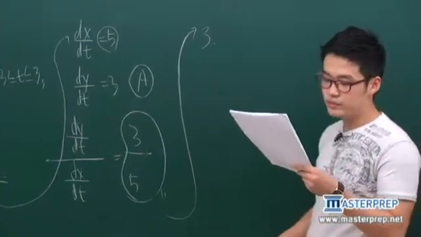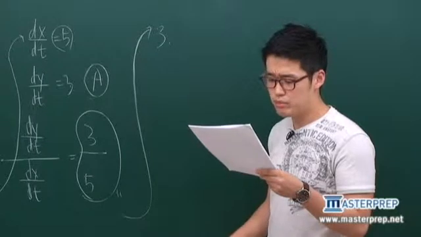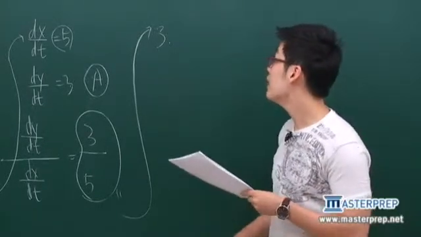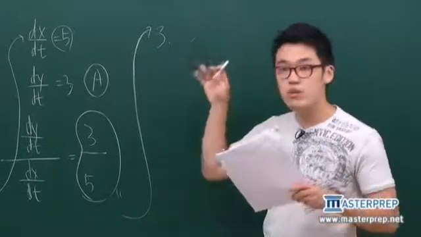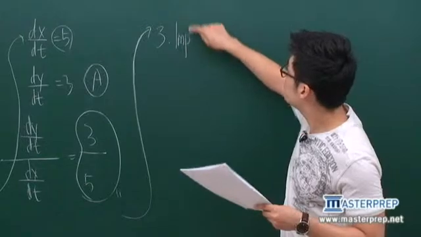So number 3: the slope of the line tangent to the curve y squared plus xy plus 1 cubed is equal to 0 at (2, -1). So this is a question of what? This is a question of implicit differentiation.